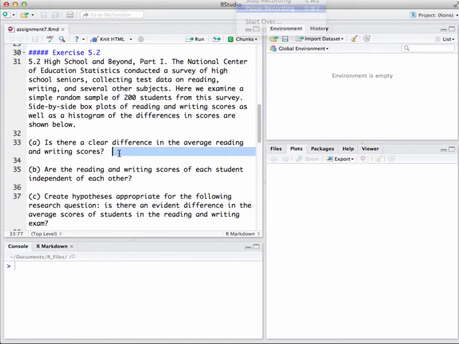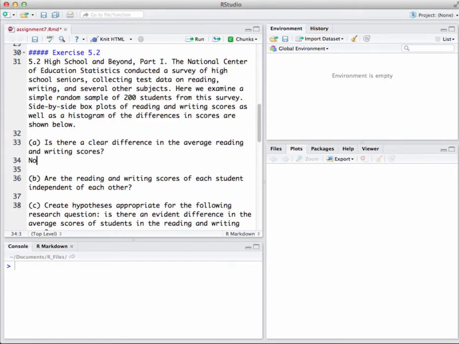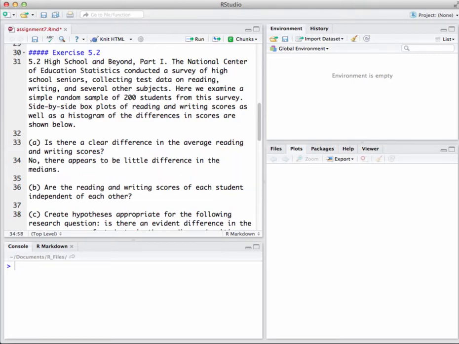And let's go ahead and type in our answer here. So what would we say? Is there a clear difference in the average reading and writing scores? And our answer would be no. There appears to be little difference in the medians. So again, we know we're talking about means here, but we can use the medians as not too far from the mark, so to speak, when we're working with symmetric distributions and talking about the mean.